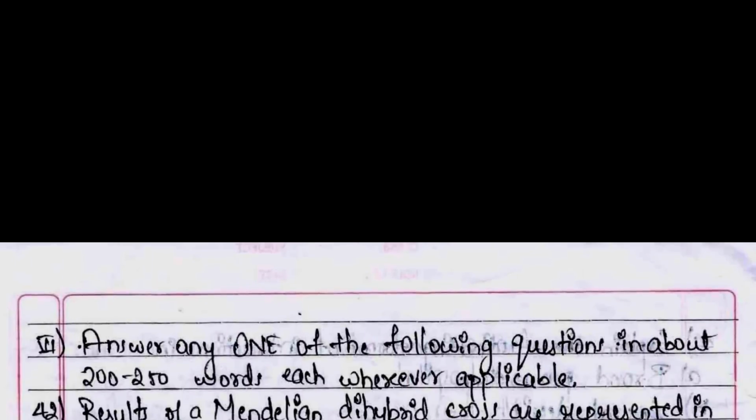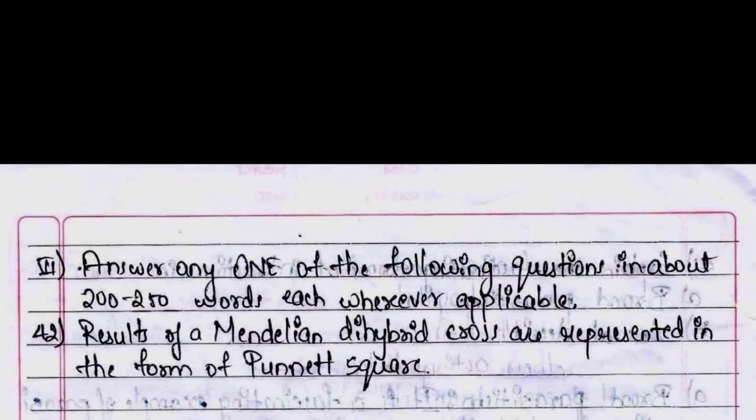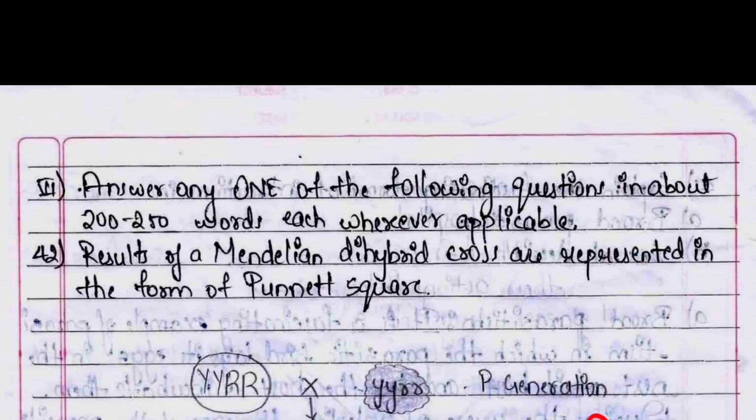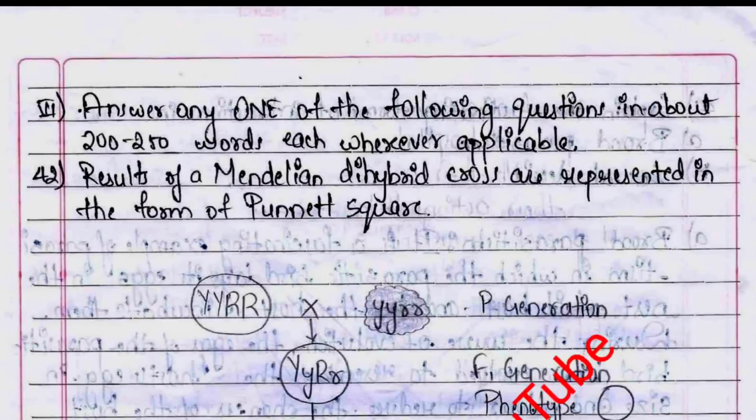Sixth part, answer any one of the following questions in about 200 to 250 words each wherever applicable. 42. Results of a Mendelian dihybrid cross are represented in the form of a Punnett square, and the answer is below.